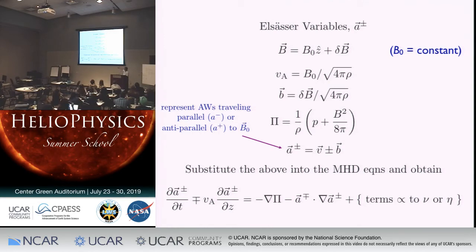The total pressure divided by density, capital pi, that's plasma plus magnetic pressure divided by rho. And then these quantities that are called the Elsasser variables: A plus or minus, equal to v plus or minus lowercase b. Substitute this into the incompressible MHD equations, and you get this single equation. That's actually two equations. You can either read the top sign or the bottom sign in those subscripts.